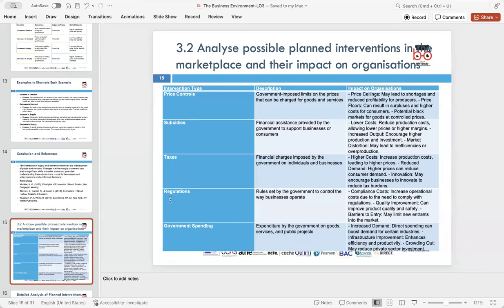Government spending. Government spending involves expenditures on goods, services, and public projects. Impact on organizations: increased demand. Government spending can directly boost demand for certain industries. Infrastructure improvements: spending on infrastructure can enhance efficiency and productivity. Crowding out: increased government spending might reduce private sector investment due to higher interest rates or increased taxes.